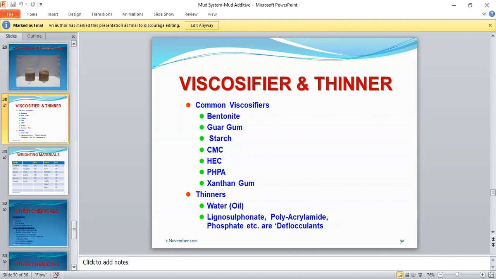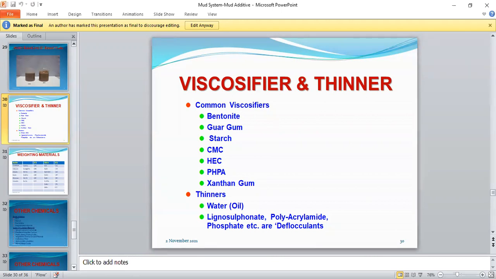HEC, hydroxyl ethyl-cellulose. HEC is a viscosifier used in salt water, in brine. If you have brine or salt water and you mix HEC, it will work. Bentonite, remember, you have two types of bentonite. The montmorillonite or the sodium bentonite will give you viscosity in fresh water, while the attapulgite will give you viscosity in salt water. Then you have the xanthan gum.